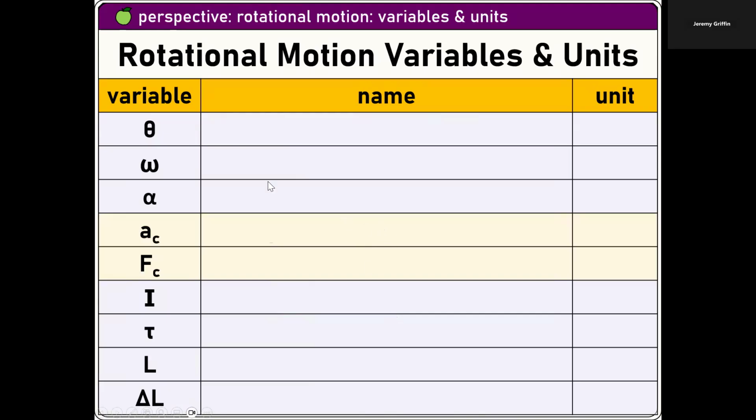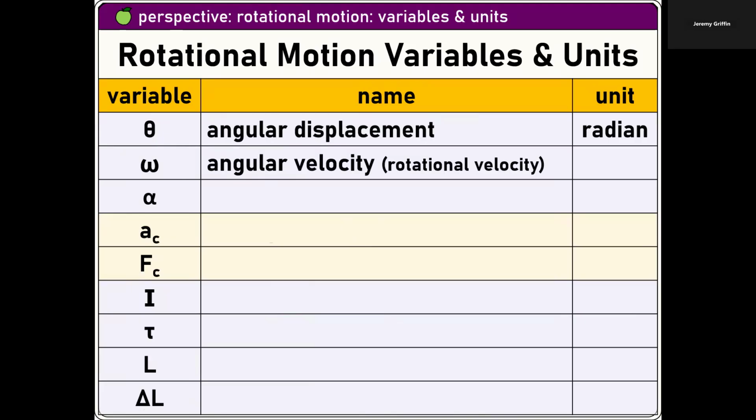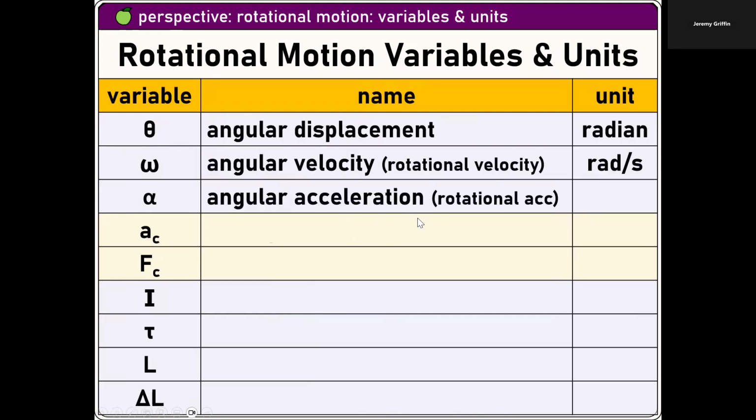And so let's go over variables and units. What is theta? Angular displacement, and that would be in radians, right? What does omega measure? Angular velocity. Sometimes you'll see rotational velocity, and that could be in what? Radians per second. What is alpha? Angular acceleration, rotational acceleration.